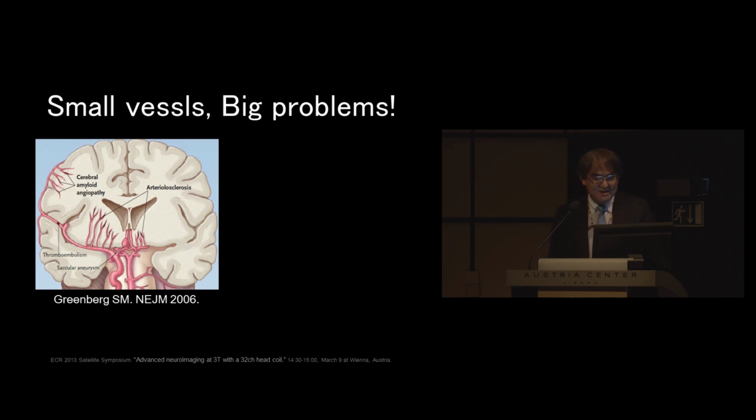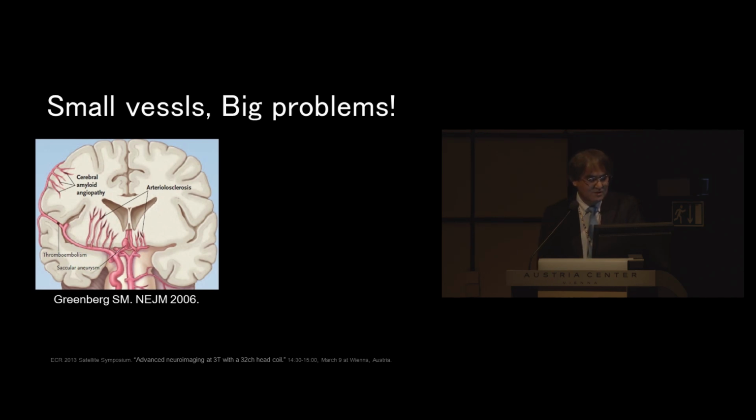So actually, small artery matters a lot, which has been reported as small vessels, big problems in New England Journal of Medicine, 2006. Especially for the basal ganglia or deep perforators, that will cause lacunar infarction, and sometimes hemiparesis will ensue. And in other cases, at the surface of the brain, especially gray-white matter interface, there will be a cerebral amyloid angiography, which causes hemorrhage inside of the brain.